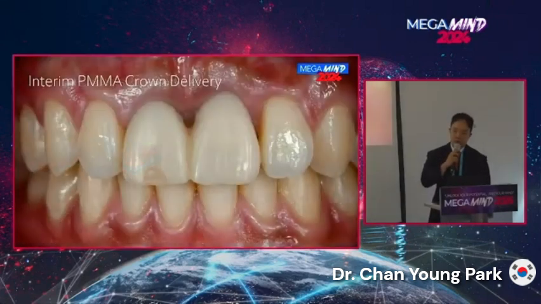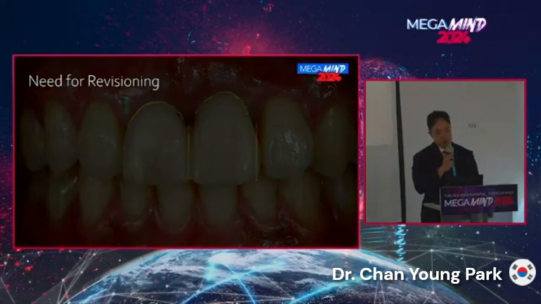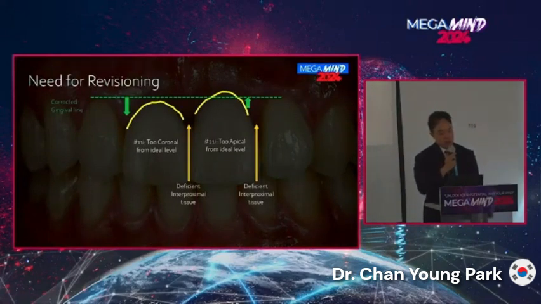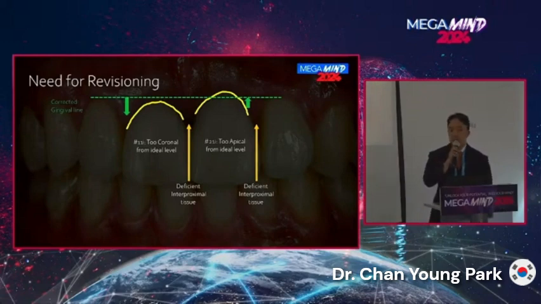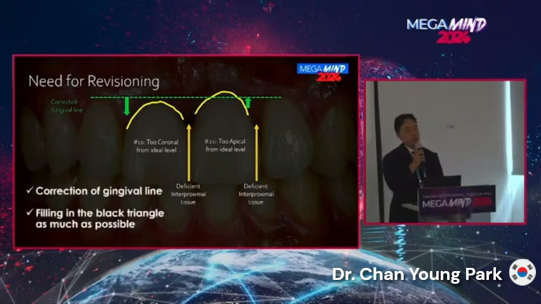So the Interim PMMA crowns were delivered, but still we could observe some problems in the aesthetics as well, because due to the ideal gingival line, the crown number 11 was too coronal from the ideal level, while the crown number 21 was too apical from the ideal level, along with some black triangle issues as well. So by gingival recontouring, we have to correct this as much as possible.